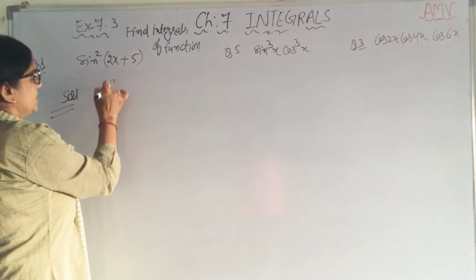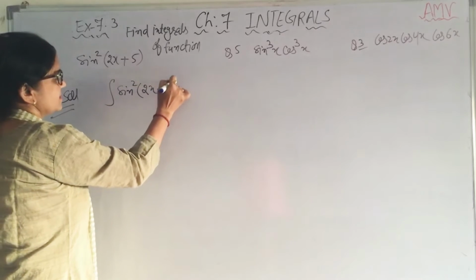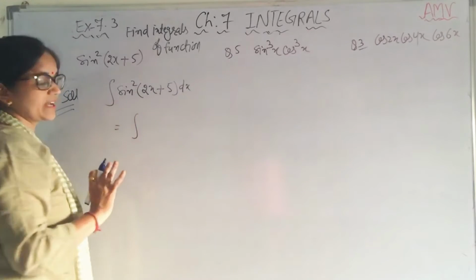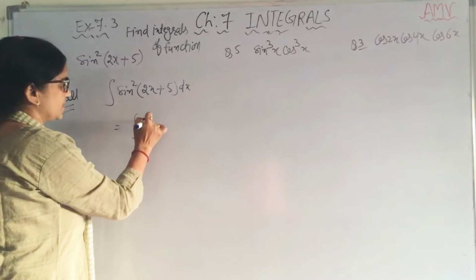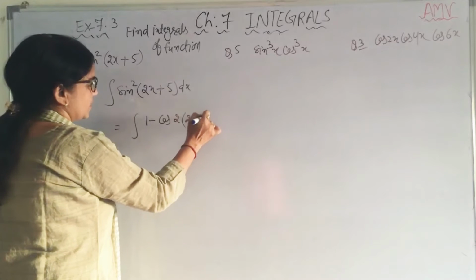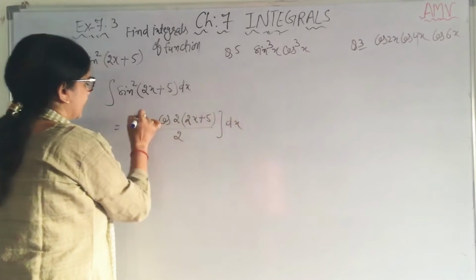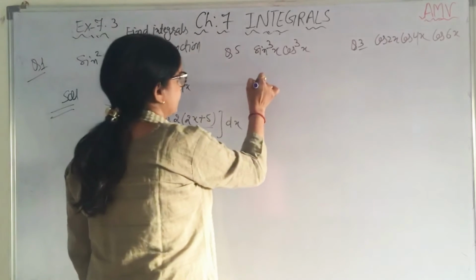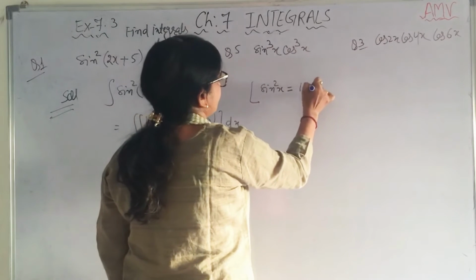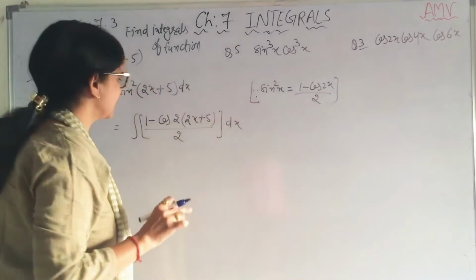For this, integration of sin square (2x plus 5) dx. So sin square x means (1 minus cos 2x) by 2. In place of x, here it is (2x plus 5), and dx. You all know the identity: sin square x is equal to 1 minus cos 2x by 2. It's the identity.